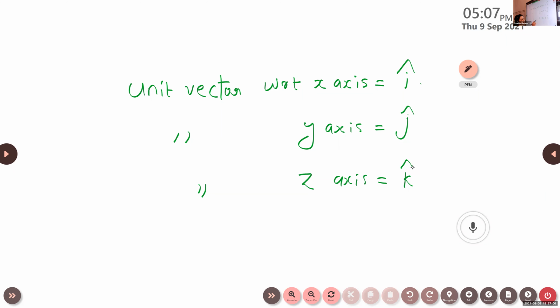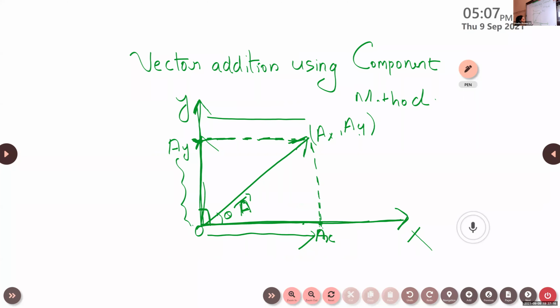But here we do not need this third axis because we are considering only two axes. One is along the x-axis and the other is along the y-axis. In our previous figure, we considered the vector and split it into two components. One is taken along the x direction, the other along the y direction, with magnitudes ax and ay, right? And here we recall the equation for the unit vector.